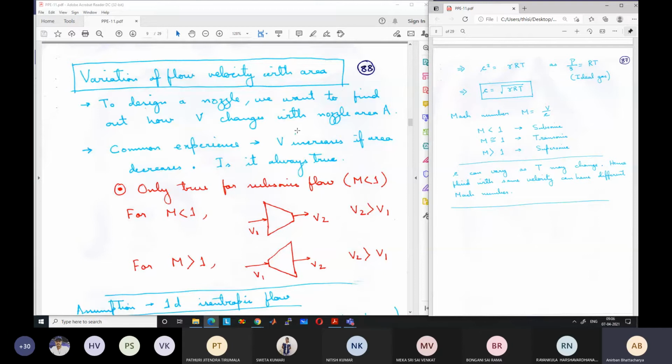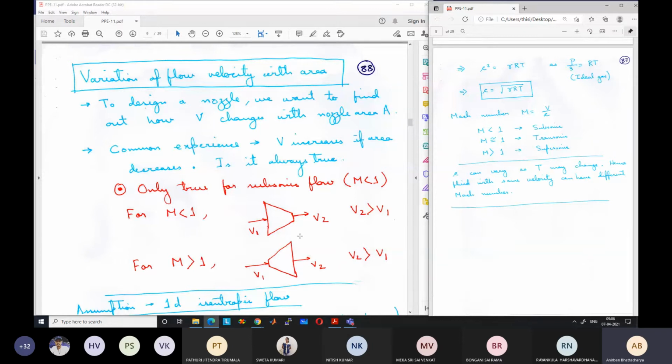But it is not always true. It is only true for subsonic flows, when the Mach number is less than 1. When the Mach number is less than 1, if you have a nozzle like this, where the area is decreasing, and the inlet velocity is V1, outlet velocity is V2, then V2 is going to be greater than V1. If we have the opposite case where the area is increasing, we call it a diffuser. For subsonic flow, if the area is increasing, the velocity decreases.